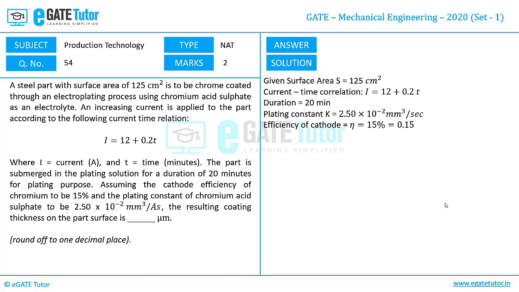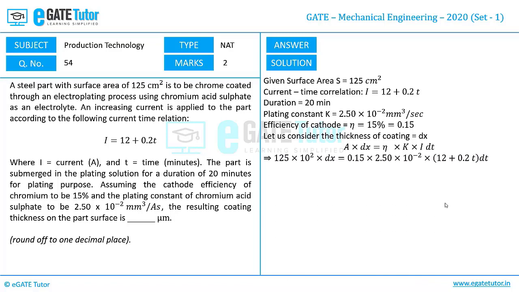Now let us consider the thickness of the coating to be dx. According to the electroplating process, we can write that A dx = θ K I dt, where A is the surface area, which is S here, 125 × 10² mm². Multiplying by 10² is because we are converting 125 cm² into mm². Efficiency is 0.15, K is 2.5 × 10⁻², and I is 12 + 0.2T, dt.